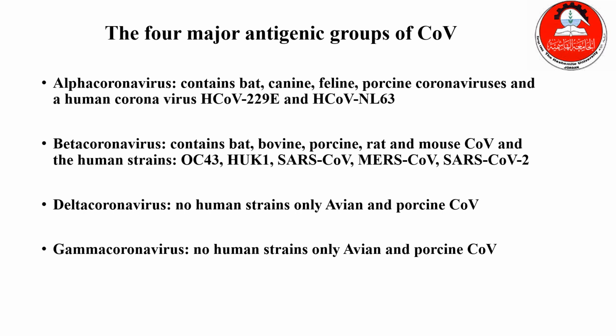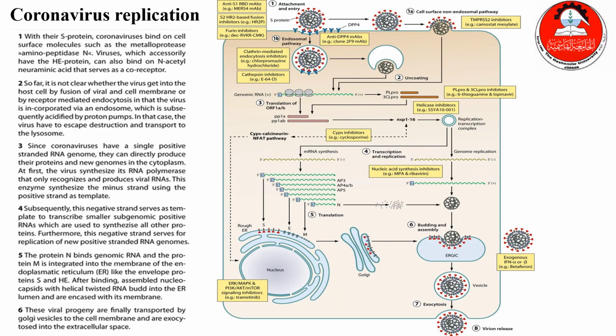5 of the 7 human coronaviruses lie within the beta coronavirus, including the 3 newly emerged viruses which were responsible for the epidemics, such as the SARS-CoV, which is responsible for SARS, the MERS-CoV, which is responsible for MERS, and the SARS-CoV-2, which is responsible for the recent COVID-19 outbreak.